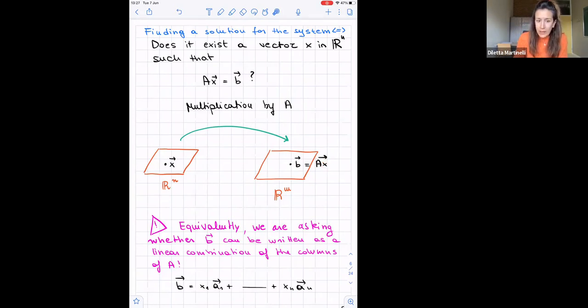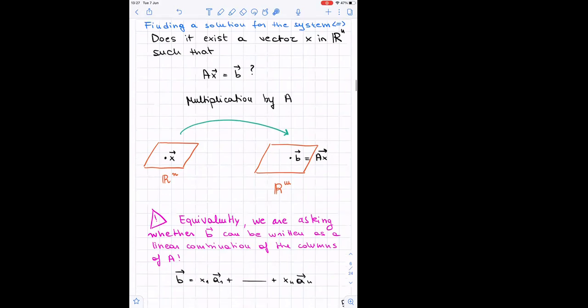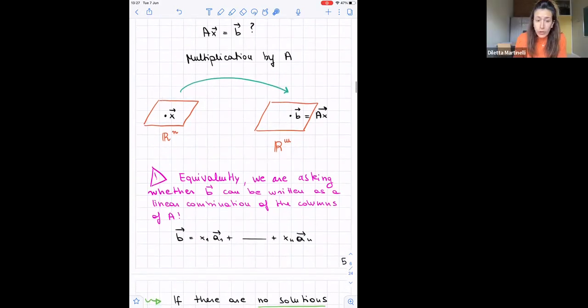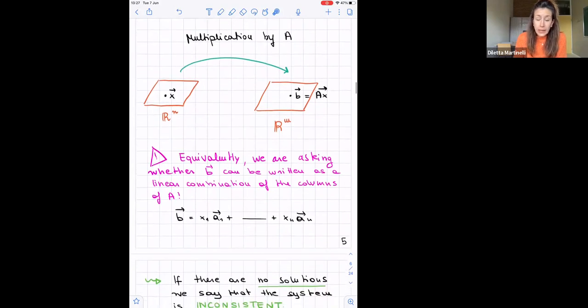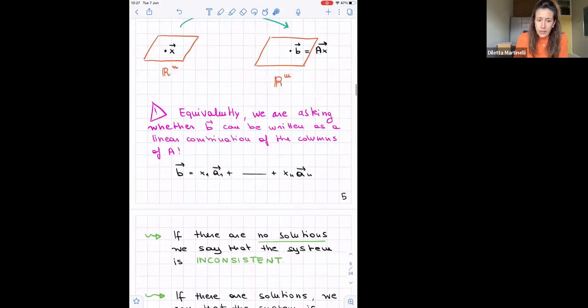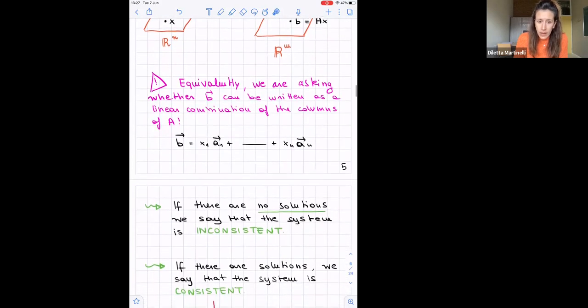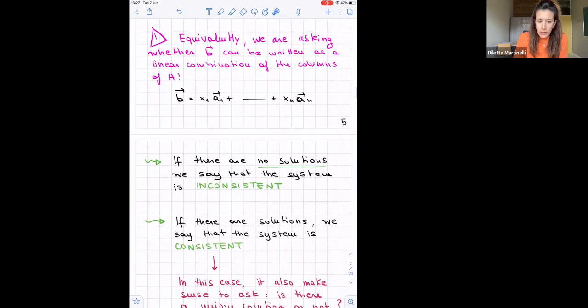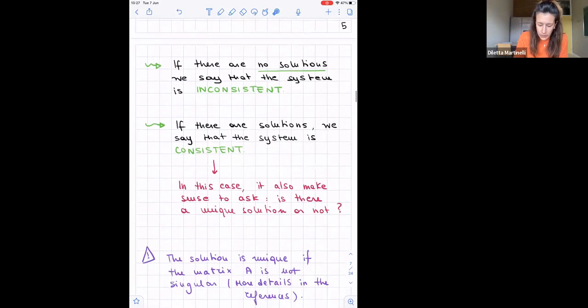And so solving the system, we're asking basically if we can write B as a linear combination of the columns of A, where the coefficients are the x1, ..., xn, the entries of the vector x. What we are trying to do is solve the system. This might not be possible in general for certain choices of B and matrix A. You might not have a solution. If there are no solutions, we say the system is inconsistent. And if there are solutions, then we say instead that the system is consistent.